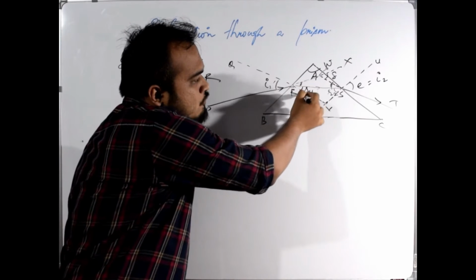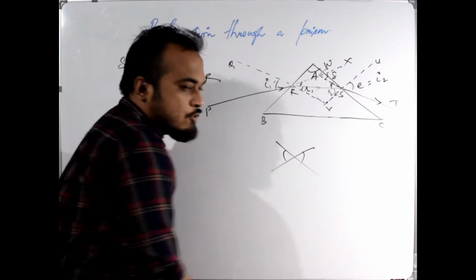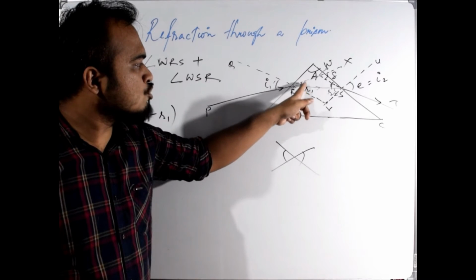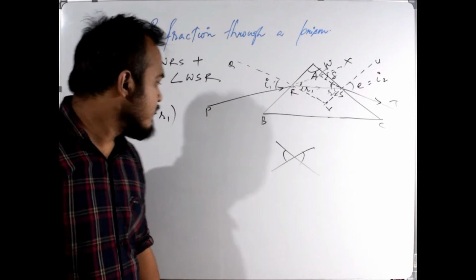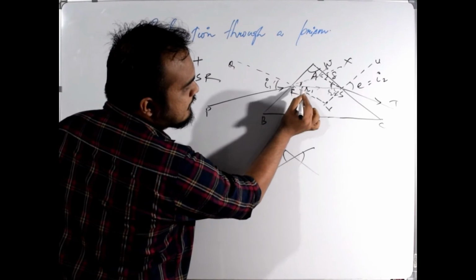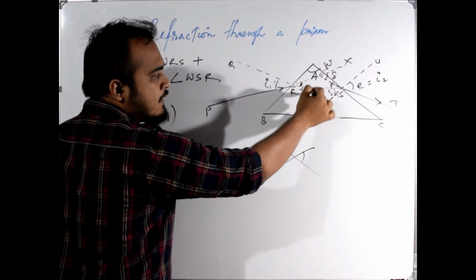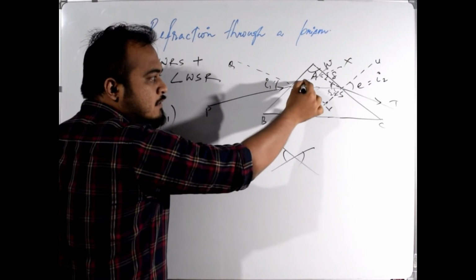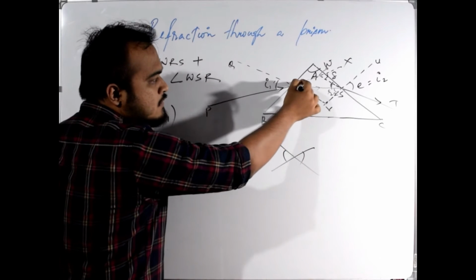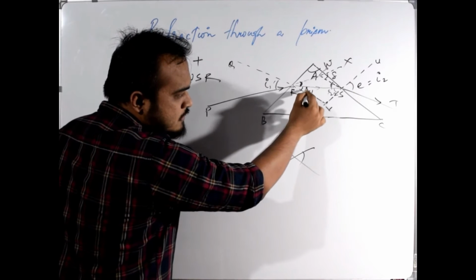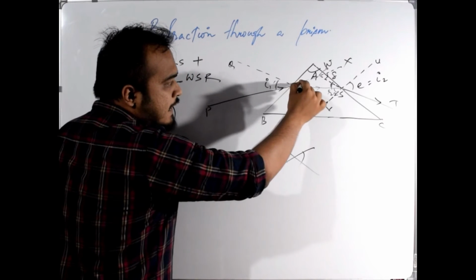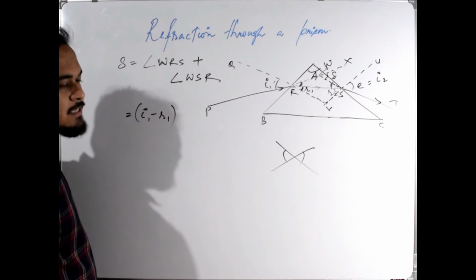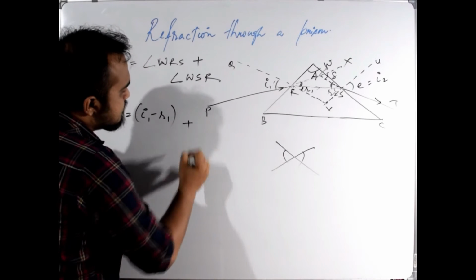So this angle will be equal to this angle. If this angle is I, then this whole angle will also be equal to I. So what will be this angle then? If the whole angle is I1, this angle will be equal to I1 minus R1. Why I1 minus R1? Because this angle is R1. That means angle WRS can be written as I1 minus R1 plus WSR.